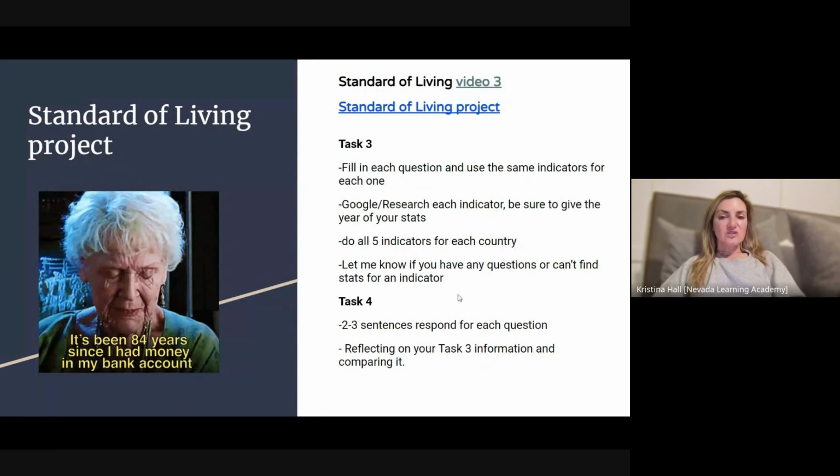So task 3 is very important. You must finish task 3 in order to compare. You look at task 3 to help answer task 4, so that's why it's really important. And again, make sure that you're giving me numbers and years. I need stats and I need a year for each part of task 3.